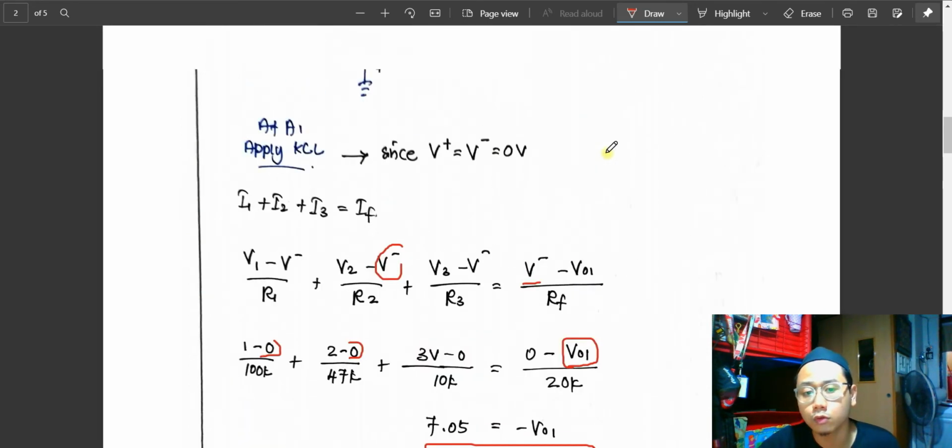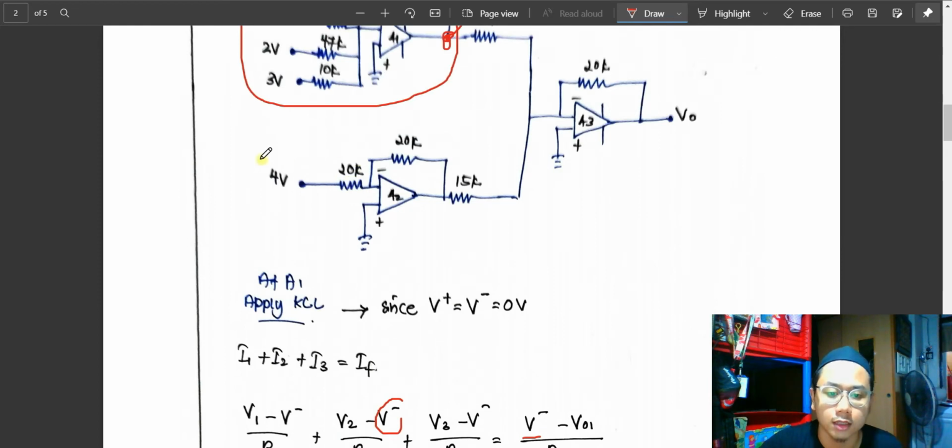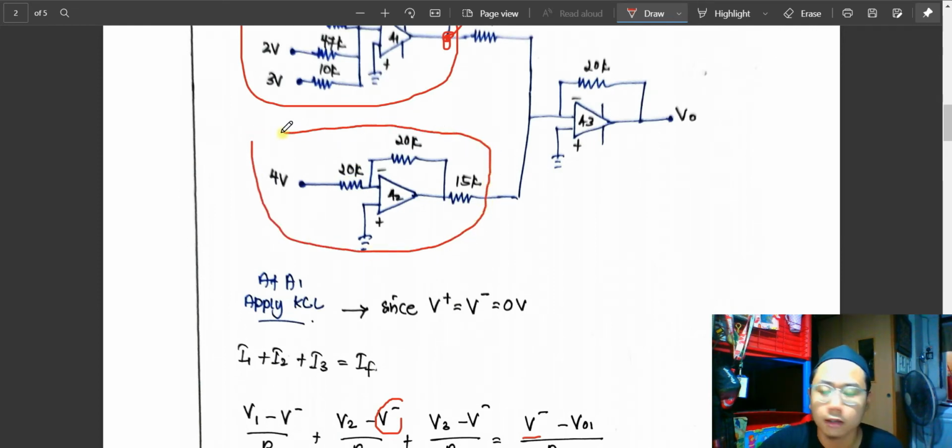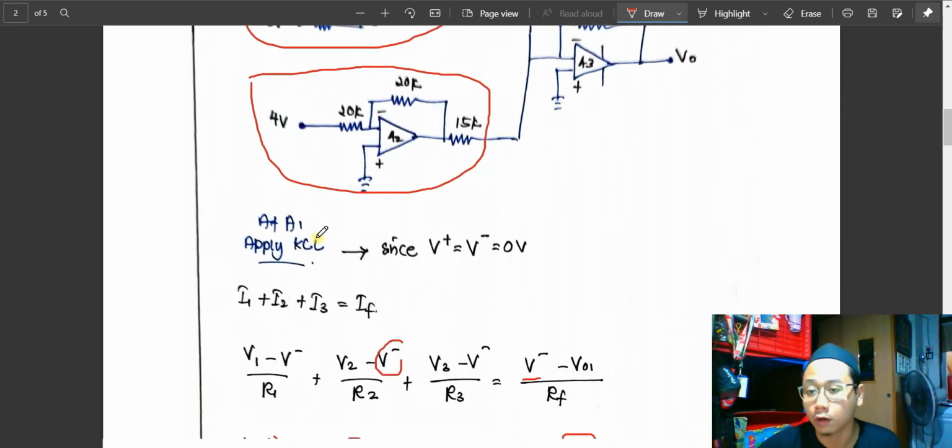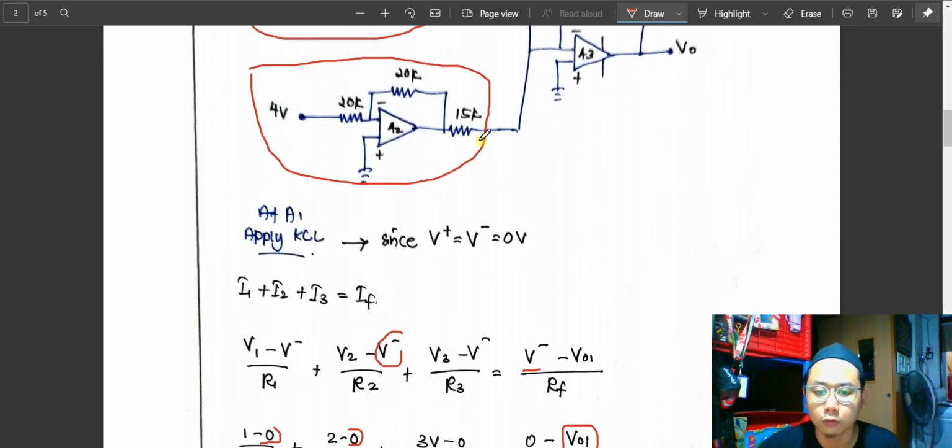Alright, so we already get the value for V out 1 here, which is negative 7.05 volts. And then let's go to the second amplifier, which is A2 right here. Like we know, it just has one input, which is this 4 volts. So this is an inverting op amp. So how to find the V out 2 right here?